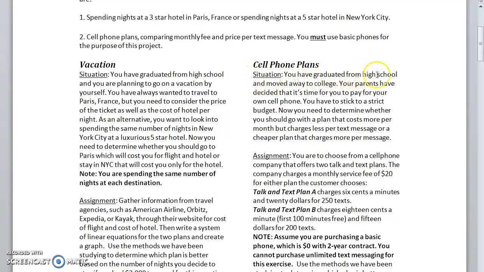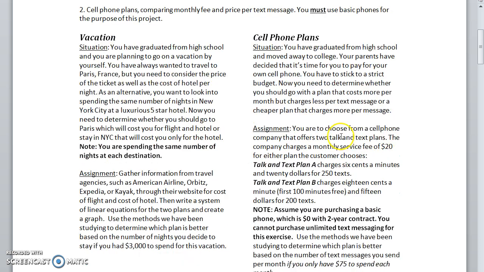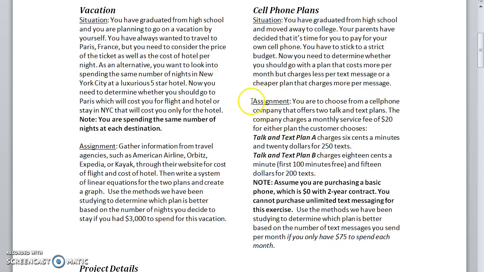You have graduated from high school and moved away to college. Your parents have decided that it's time for you to pay for your own cell phone plan. You have to stick to a strict budget. Now you need to determine whether you should go with a plan that costs more per month but charges less per text message, or a cheaper plan that charges more per message. So again, we're going to be solving this using system of equations, just like we did yesterday.